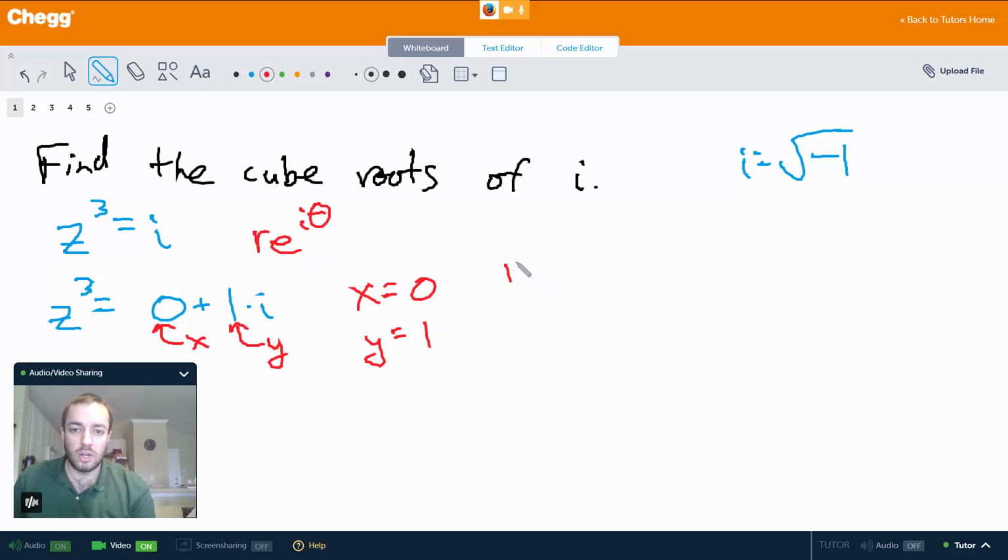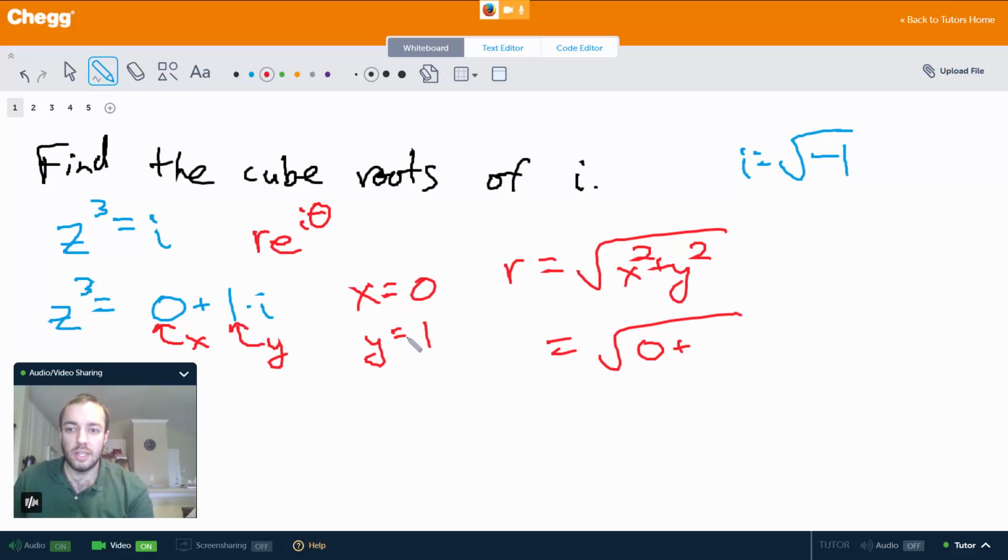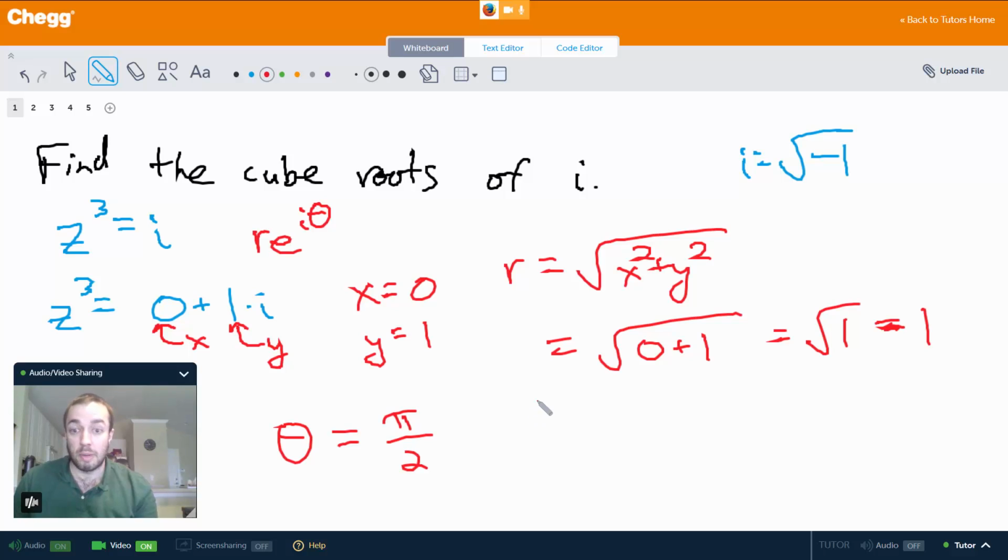So r equals the square root of x squared plus y squared, which is the square root of, well, x is 0, so x squared is still 0. And then y is 1, so y squared is still 1. So we have the square root of 1, which is just 1. Okay, that's nice. And what about theta? Finding theta in general is a little more complicated, but because x is 0 and y is positive, theta will always be pi over 2 in that case. So again, if x, the real part, is 0, and y, the imaginary part, is positive, then theta will be pi over 2. That's actually pretty simple. It's just a matter of remembering that.